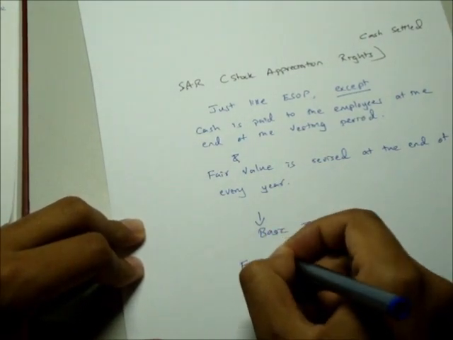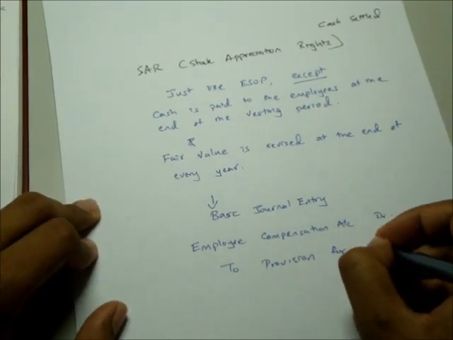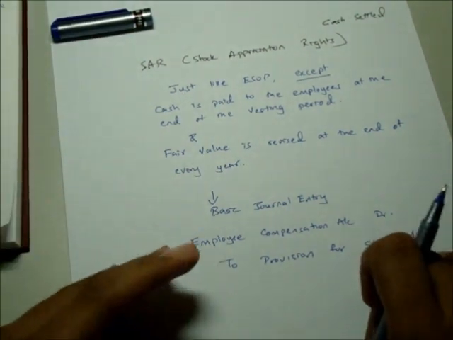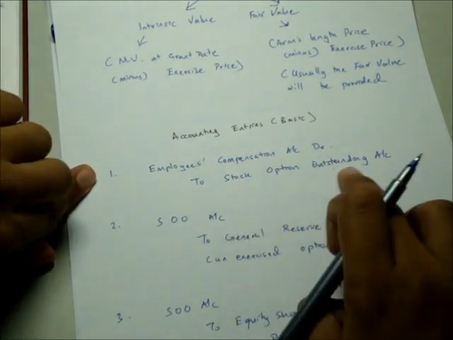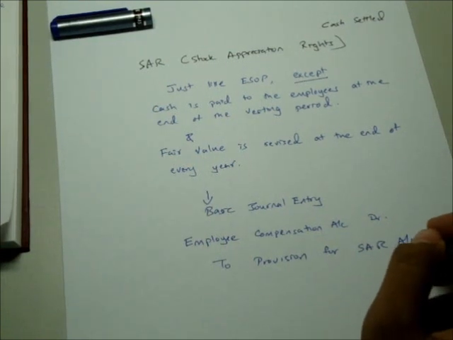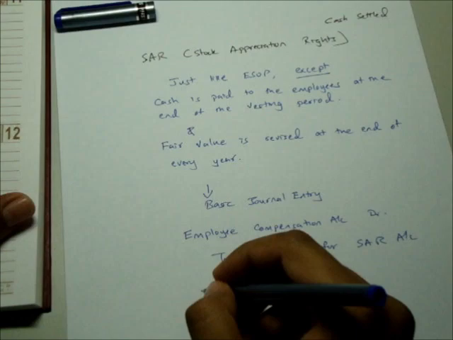Alright, now coming to the basic general entries, it will be employee compensation account to provision for SAR account, and just like the ESOP, employee compensation account is an expense account and the provision will appear in the balance sheet. So the only change is that stock option outstanding account gets replaced by the provision for SAR account.